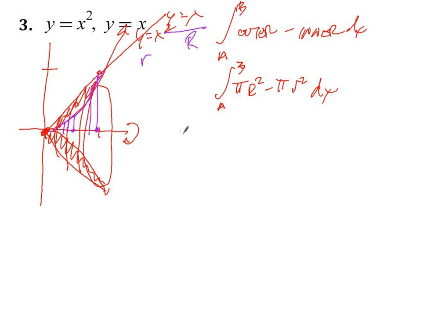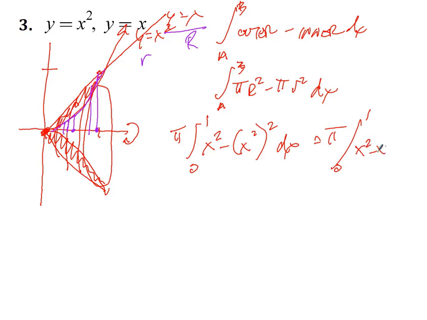So therefore, we're going from 0 to 1. You can just tell that from the graph. I can bring this pi out front. So it's going to be big R squared, which is x squared, minus little r squared, which is x squared, squared, dx. So we're finding the integral from 0 to 1 of x squared minus x to the 4th dx. So now we take the antiderivative, and you get 1/3 x cubed minus 1/5 x to the 5th.